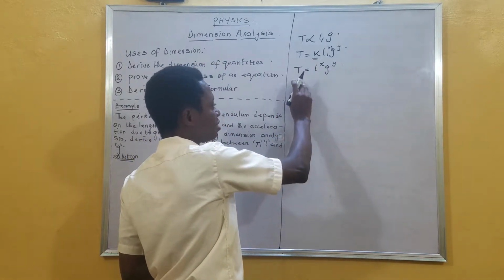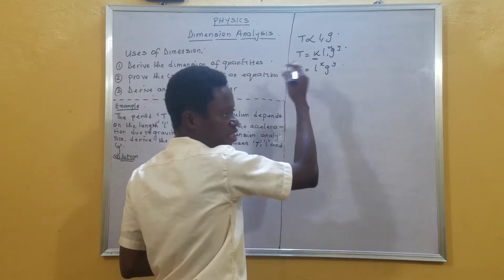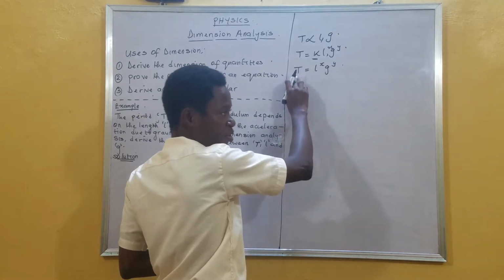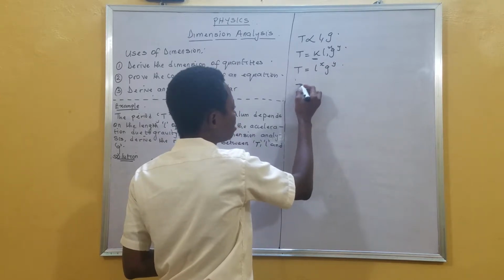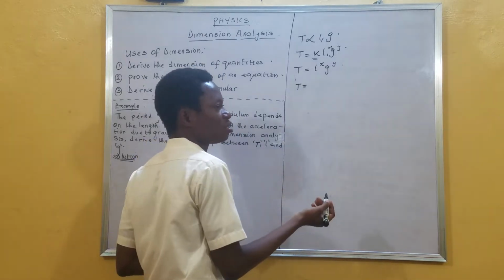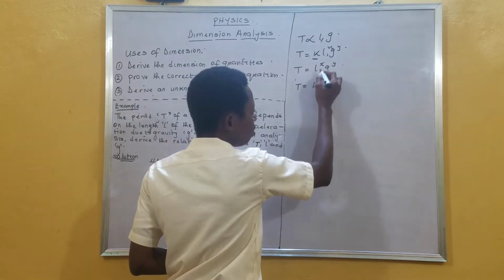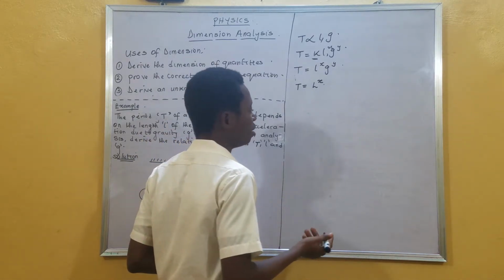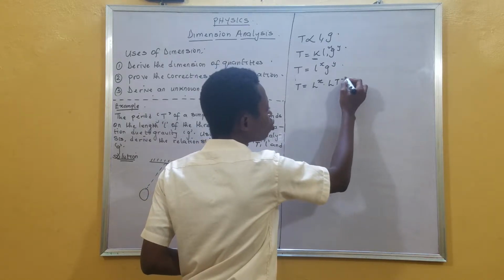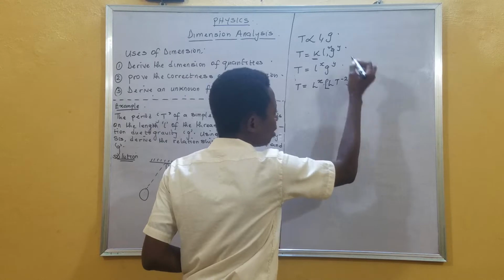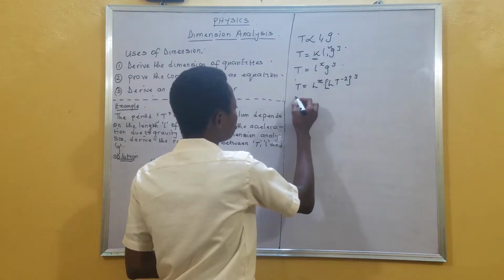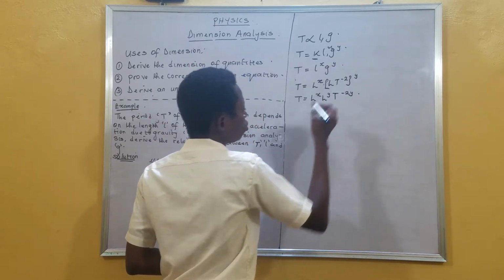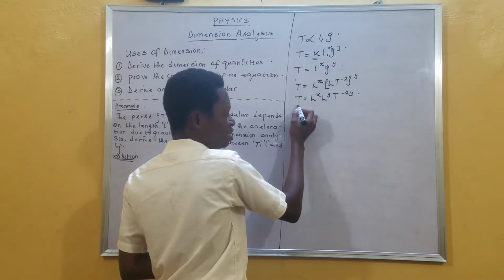Dimension for period: anything that has a unit of time will have a dimension of T. So don't get confused, this T here means the period, but since it is time and the dimension for time is still T, I will still leave this as T. Dimension for length: anything that has a unit of meter will have the dimension L, raised to power x. And g is acceleration due to gravity, and the dimension for acceleration is L T to the minus 2, from our first class, raised to power y. So this becomes T equals L raised to power x, L raised to power y, then T raised to power minus 2y.